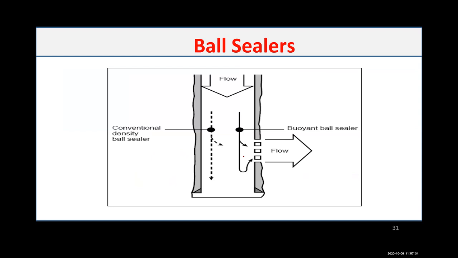The final mechanical one is actually ball sealers. In this case, if the acid will go into the high permeability zone, you pump some sort of ball material that will sit in the perforation and close this perforation. So in this case, you are not having packers or coiled tubing. You can pump something from the surface that can actually plug each perforation. We call it ball sealers.